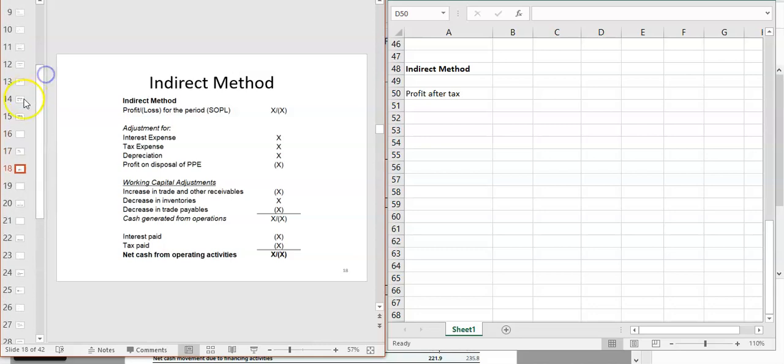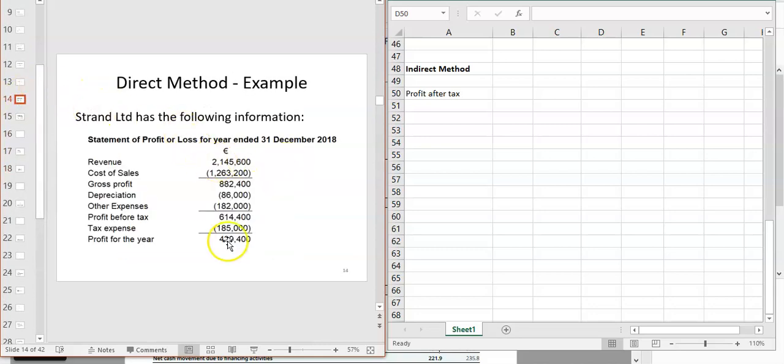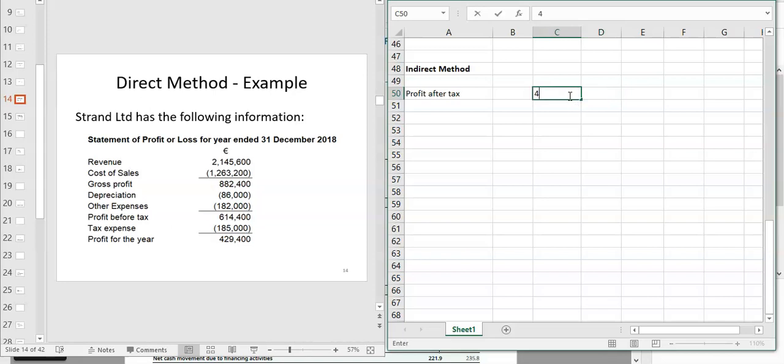So if we go back to the previous example here, which is Strata, your profit for the year here was 429,400. Your first approach then is what we call your non-cash adjustments. Now these non-cash adjustments are items that might be in that profit calculation, in that profit figure, but they're non-cash, so they should be stripped out. We also then have the tax expense we know is in part of that, so we're going to add back 185. So essentially by doing that, we're back to the 614,400.